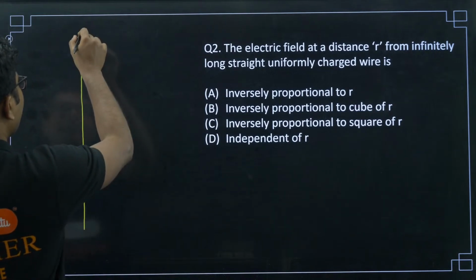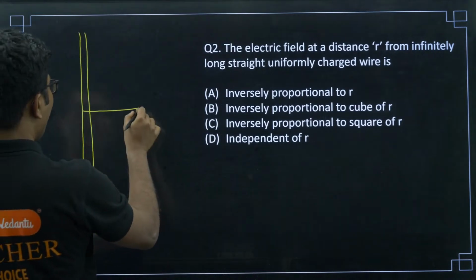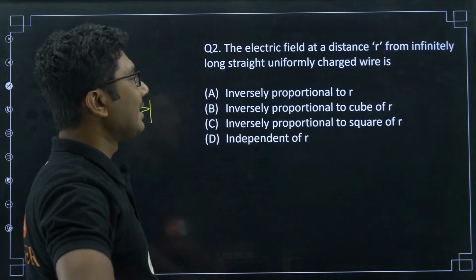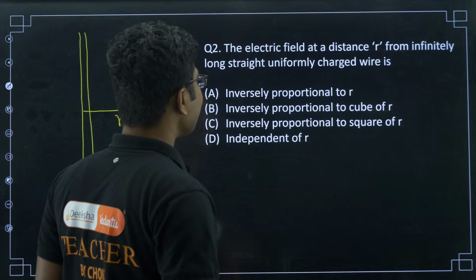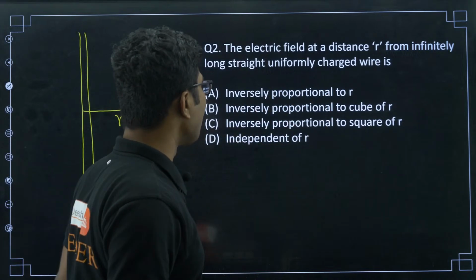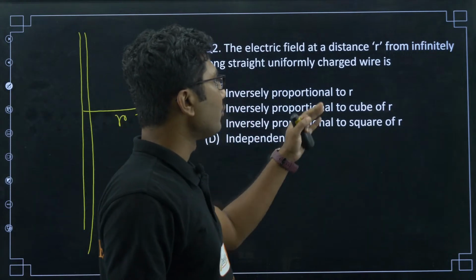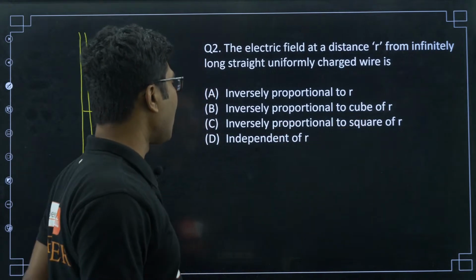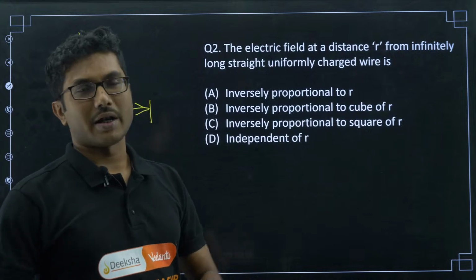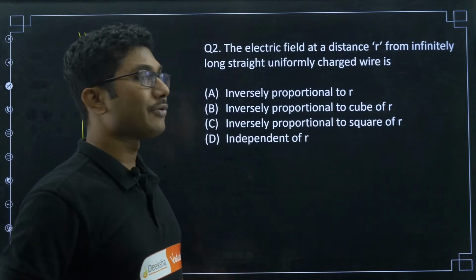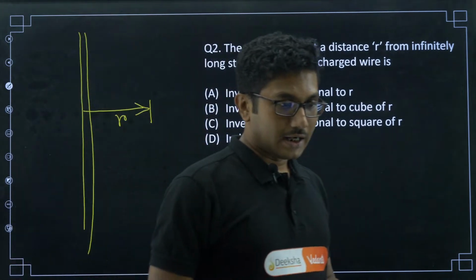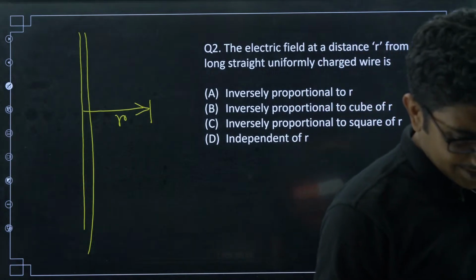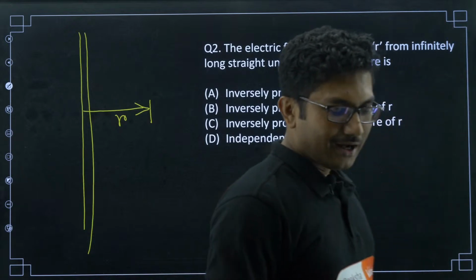So, uniformly charged long wire, what is the electric field at a distance r from the rod? This is a direct question. Options: inversely proportional to r, inversely proportional to cube of r, inversely proportional to square of r, independent of r. Now, answer this question. This is a simple, easy question. Array has answered it correctly.